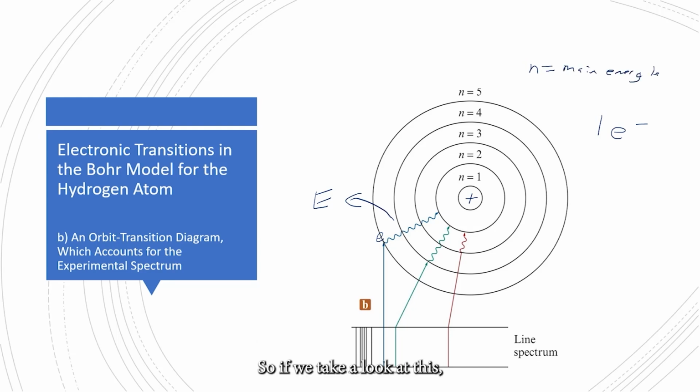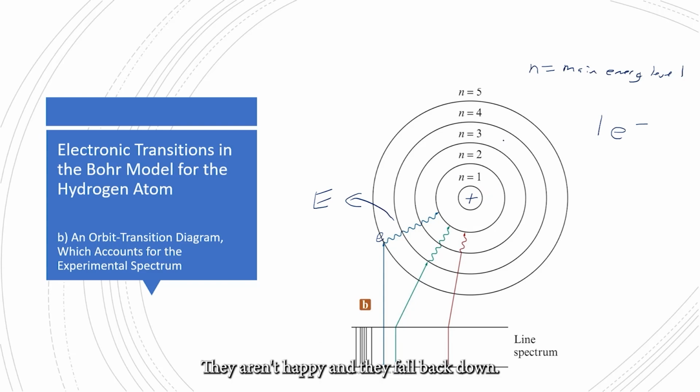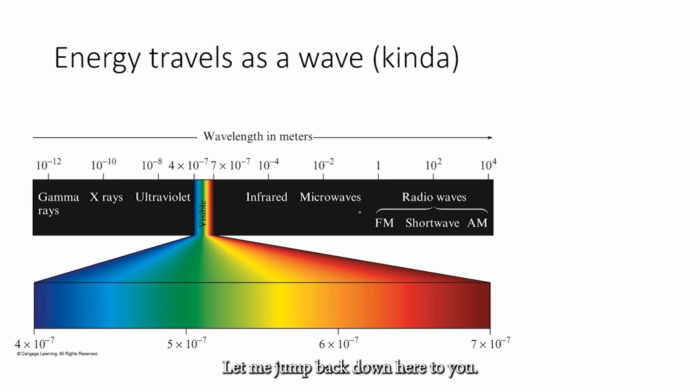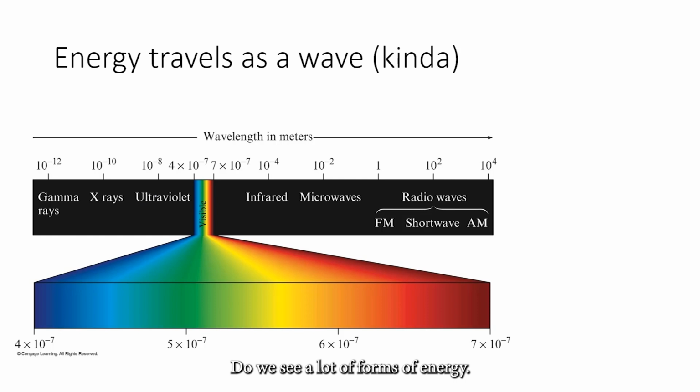So if we take a look at this, electrons want to live in the lowest energy levels possible. We call that the ground state. But when energy hits them, they jump up to higher energy levels. They aren't happy and they fall back down. Now, a lot of the fallbacks we never see, because when energy is given off, only a very few forms of energy, the visible spectrum, do we see. A lot of forms of energy, all of this right here, we can't see.